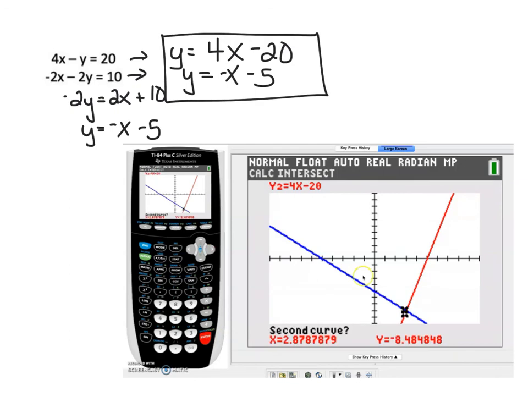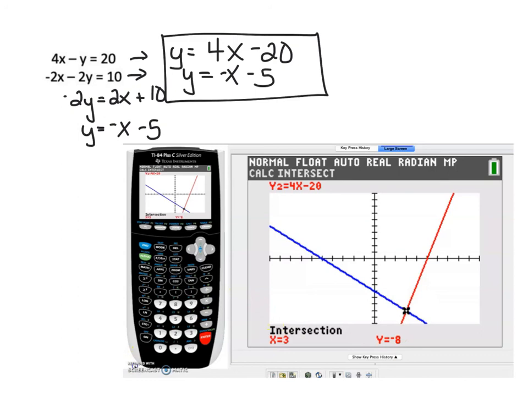I hit enter. And now I'm on the red curve, my second one, and I need to move my cursor to the right of where they intersect. So we know they intersect here and it's to the right, so that's a little too far. I can move it a little to the left. I hit enter, and then it's going to say guess. Yep, I want you to guess. And there it is, 3, -8, just as we knew it should be.